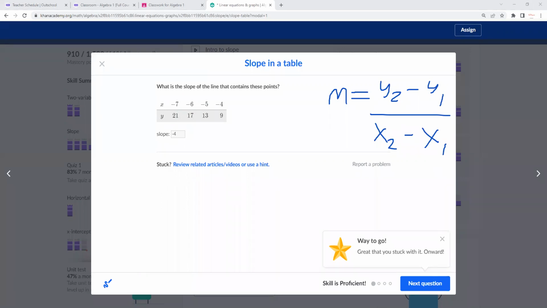So let's do this the right way. Your y's are on the bottom. So let's do y2 minus y1.